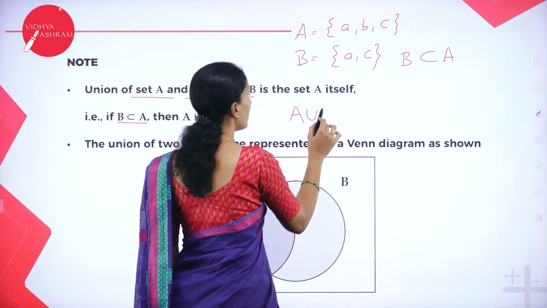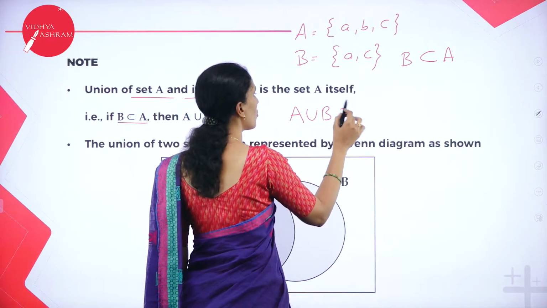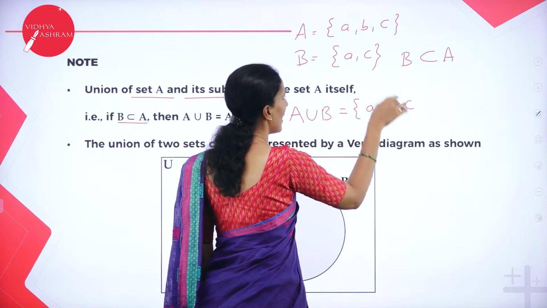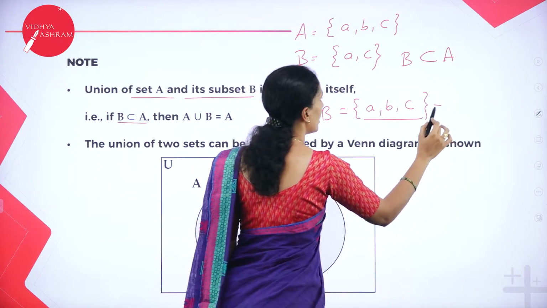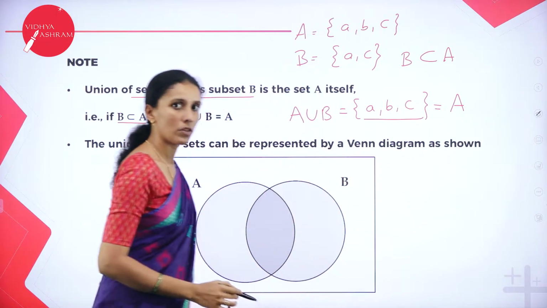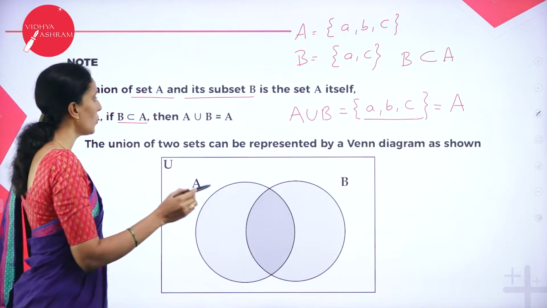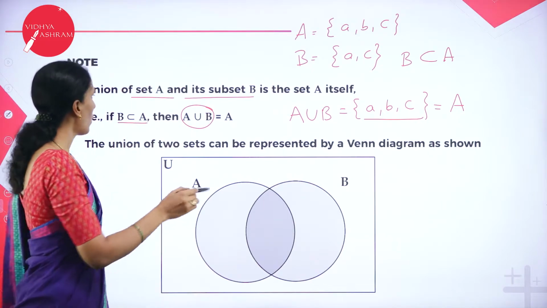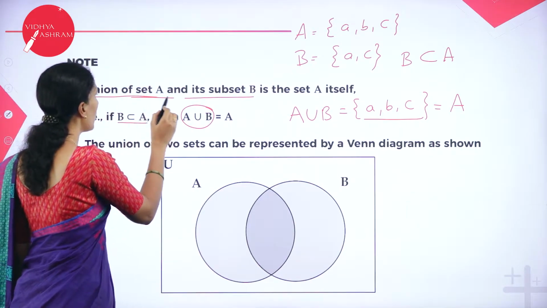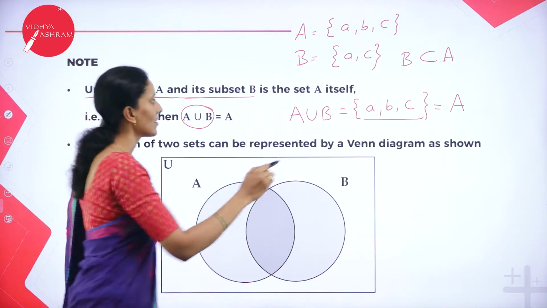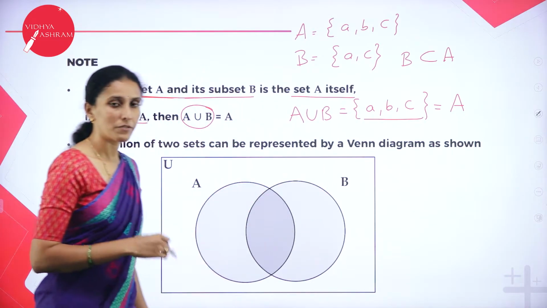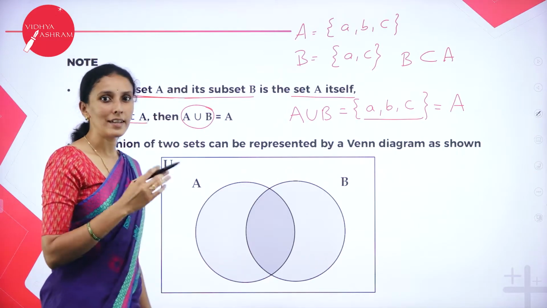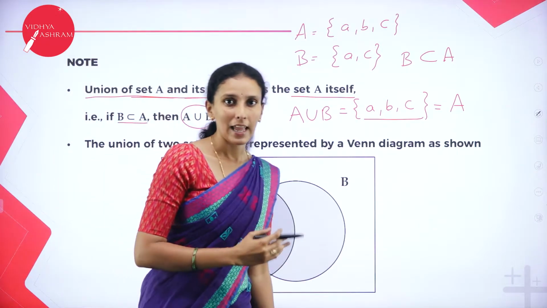So A union B means writing all the elements of A as well as B. a, b, c, and a is there, c is there. What is this actually? A. So when you are taking the union of a set and its subset, what does the statement say? Union of a set and its subset is always set A itself. So when you have any subset of the given set, then their union is equal to the set A.